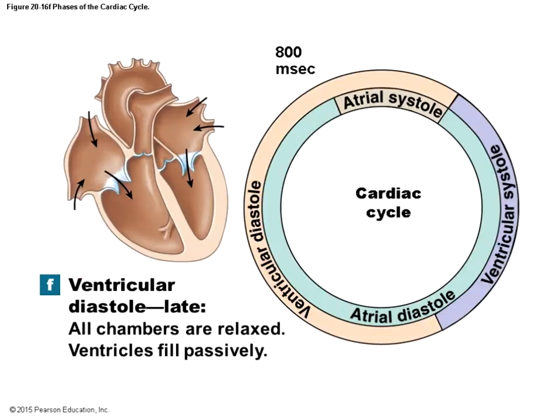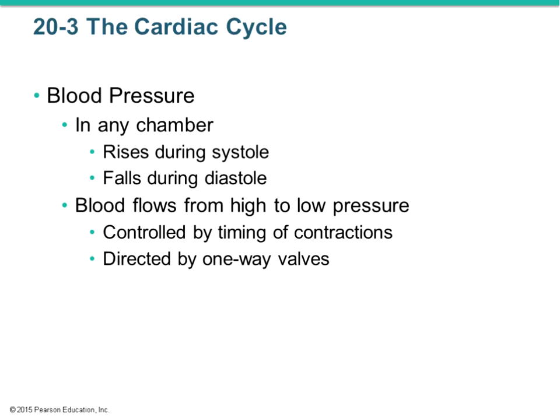Okay, now in late diastole, because all this time blood has been filling into the atria, we see what's called passive filling of the ventricle. Because these are relaxed and there's more pressure here, you're going to see blood move into the ventricle. That is late diastole, where you get some passive filling of the ventricles. So that's really just, in a nutshell, what happens in the cardiac cycle.